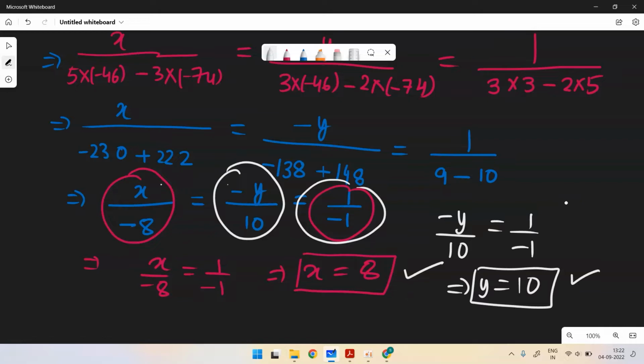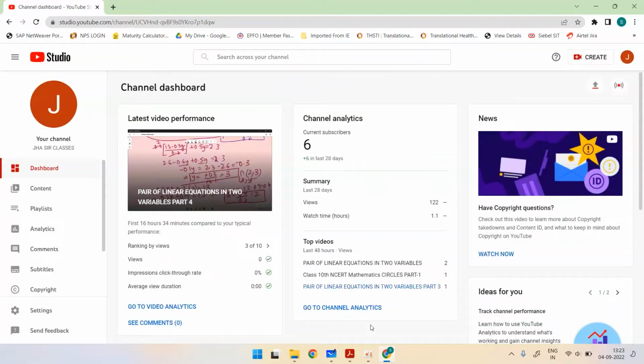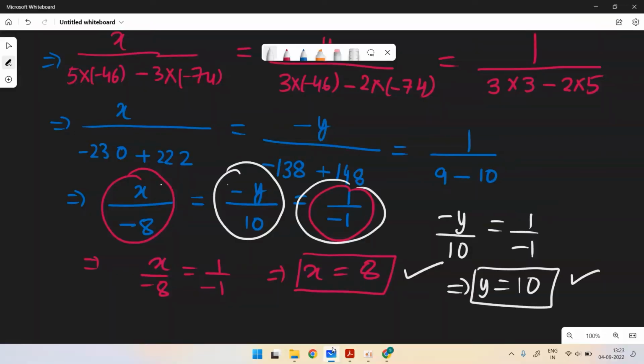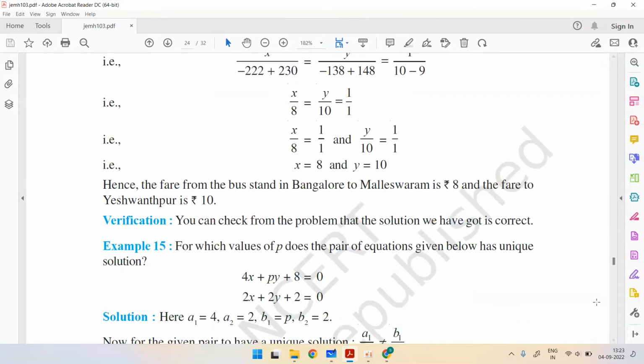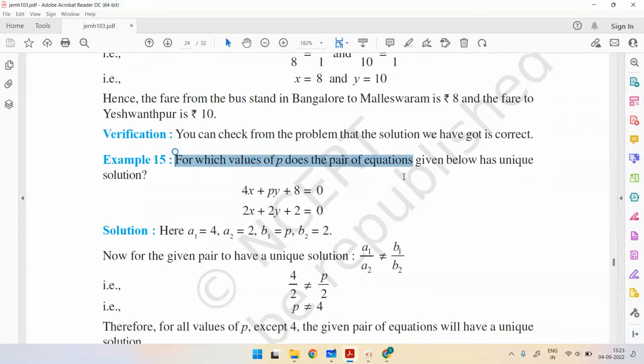That is the cost per ticket to Malleswaram. Cost of one ticket to Malleswaram is rupees 8, and cost of one ticket to Yeshwanthpur is rupees 10 from Bangalore. 8 and 10. So if you see, this will also be getting 8 and 10. So this is 8 and rupees 10.